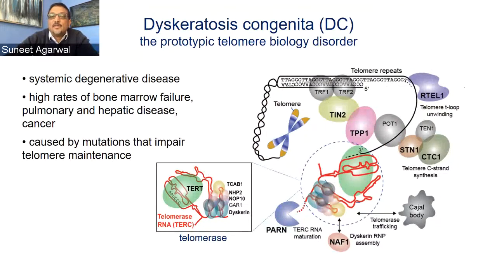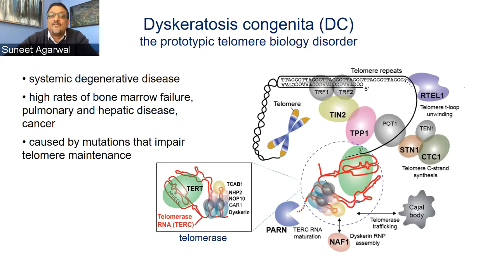Genetic discoveries have shown that dyskeratosis congenita is caused by mutations in genes that regulate telomere maintenance. So telomeres are the hexanucleotide repeats at the ends of linear chromosomes that exist in hundreds to thousands of copies. These undergo shortening with every cell replication, and when the telomere reaches a critically short length, the cell stops dividing. That's programmed senescence, a normal physiological mechanism to protect genome integrity.